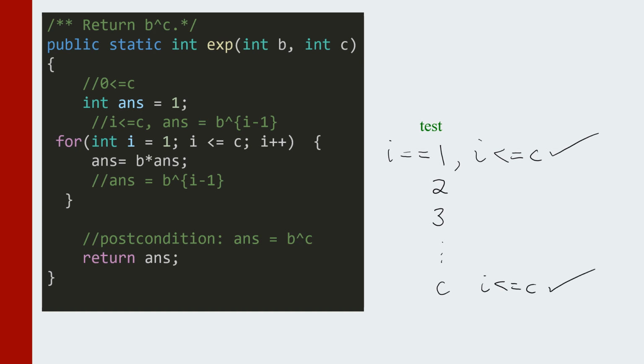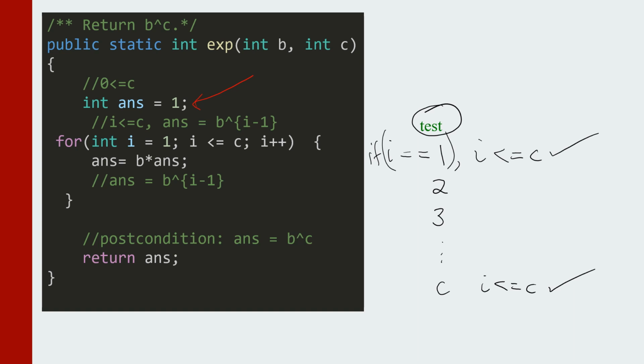So I could have a sequence of if statements to this effect right here if I wanted instead. That's my test. But I'm not going to write c many if statements, so instead I have this for loop. And let's just follow what's going on in this for loop. I've first set ans is equal to 1, and then inside the loop, I have this rule that i is less than or equal to c, and ans is equal to b to the i minus 1.